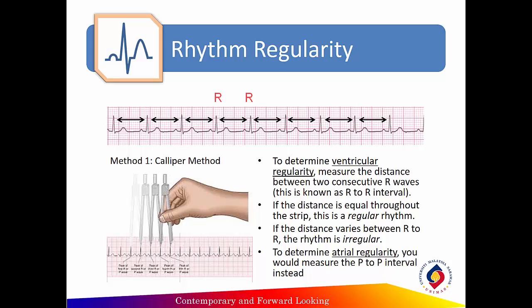To answer the first question on regularity, you will need to determine regularity of the heartbeat. To determine ventricular regularity, measure the distance between 2 consecutive R waves. This is known as an R to R interval. If the distance is equal throughout the rhythm strip, this is a regular rhythm. However, if the distance varies between R to R, the rhythm is irregular. To determine atrial regularity, on the other hand, you would measure the P to P interval instead.